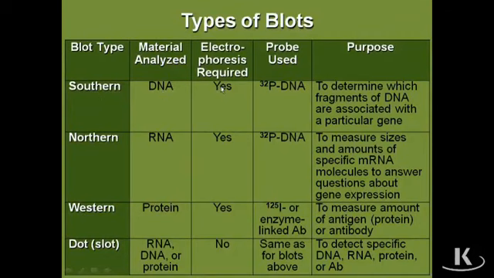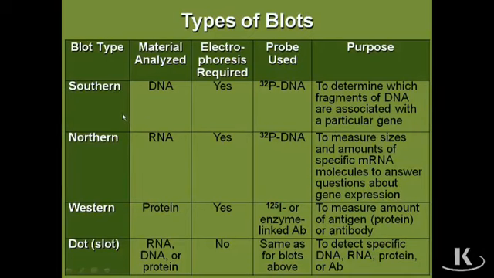As we'd said, you use electrophoresis to separate the bands based on size. He used a P32, an isotopically labeled probe, and this helped determine which fragments of DNA are associated with a particular gene. Which fragments are associated with the particular gene.